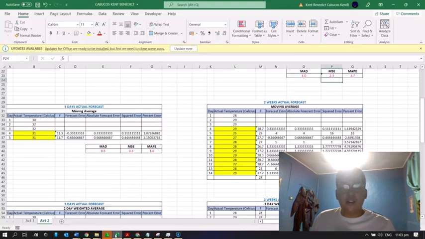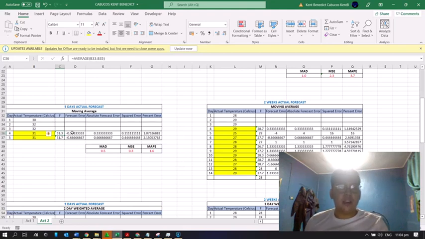For example, we're going to use a 3-day moving average, meaning that we're going to neglect the first 3. I don't know the right word, neglect. For the forecast, we are going to average the first 3 to get our forecast. So we average the first 3, we get 31.3, and so on. For the forecast error, we get a negative.